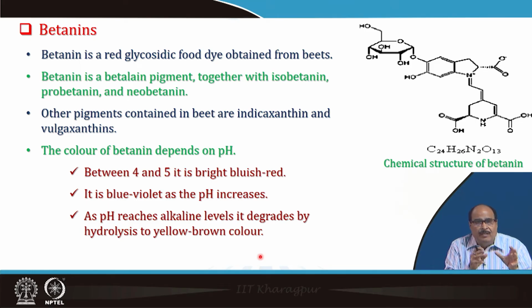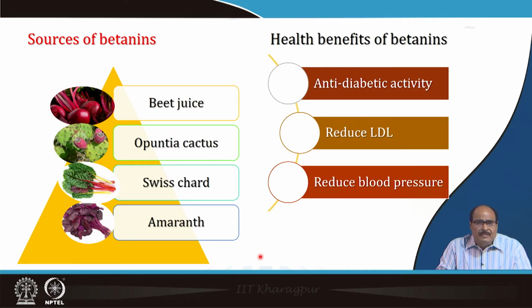When the pH changes, the color changes. Between pH 4 and 5 it is a bright bluish red color. It is blue violet as the pH increases, and as the pH reaches alkaline levels, it degrades by hydrolysis, and a yellow to brown color hue is obtained. Sources of betalains are beet juice, as I told you, Swiss chard, amaranth, etc. They have various health benefits: they are anti-diabetic, they reduce LDL, they reduce blood pressure, and so on.